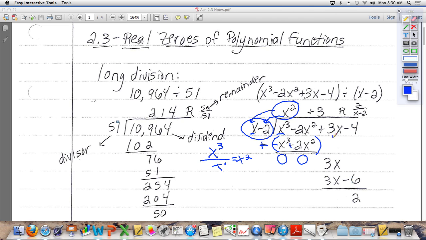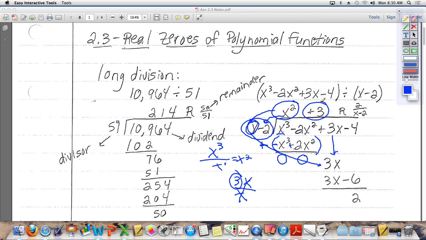But now what we need to do is bring down the 3x. So now you need to take this x out front, and you need to divide it into 3x. In other words, you're going to take 3x and divide it by x. The x's cancel out. What are you left with? 3. So in other words, x times 3 will get you 3x. So I put a 3 up top.